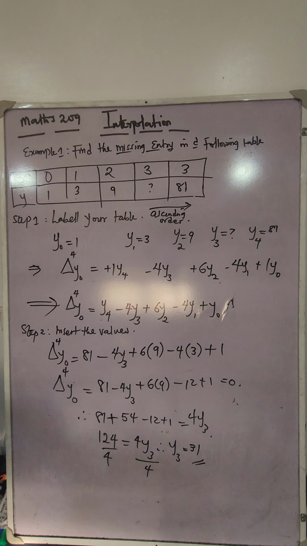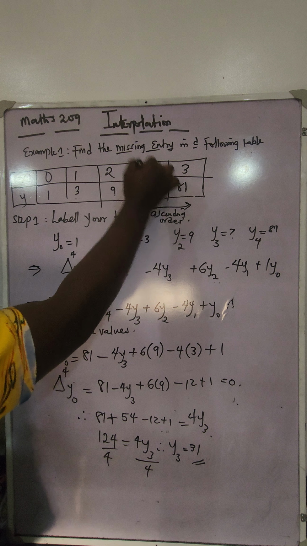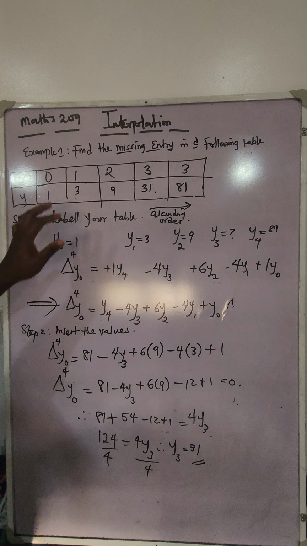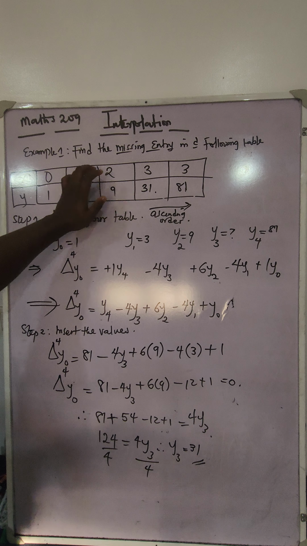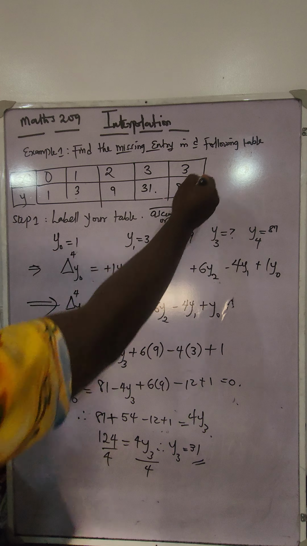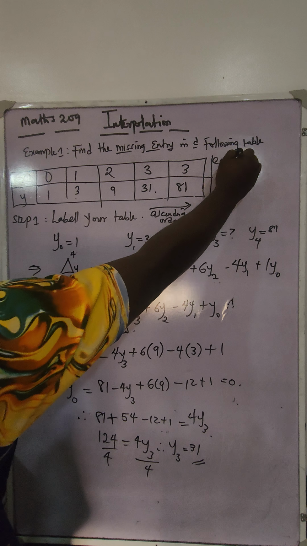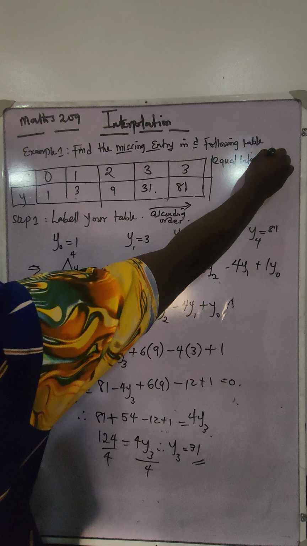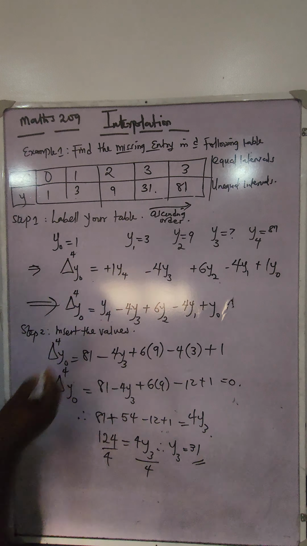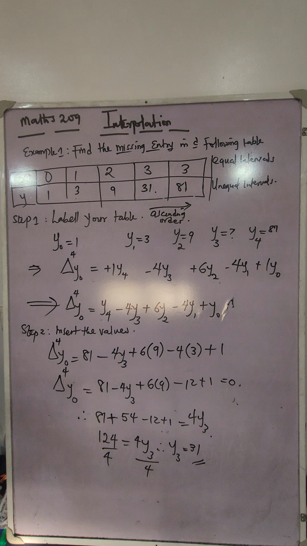Very interesting. So we now find out that the value that is missing here is actually 31. Did you see that? The value missing there is actually 31. Mind you, what we are dealing with is equal interval: 0, 1, 2, 3. Equal interval. So I said interpolation falls into two categories. We have equal intervals and we have unequal intervals. Did you see that? Equal intervals and unequal intervals.